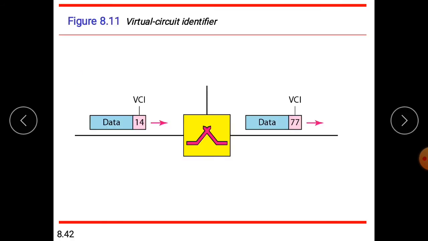You can see this example. So this is a packet of data which has an incoming virtual circuit identifier of 14. After passing this switch, the packet has a different virtual circuit identifier, which is 77.